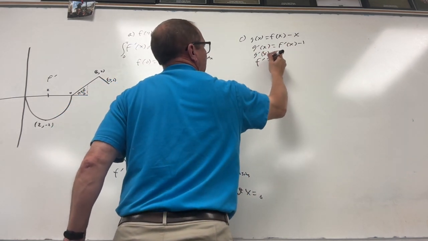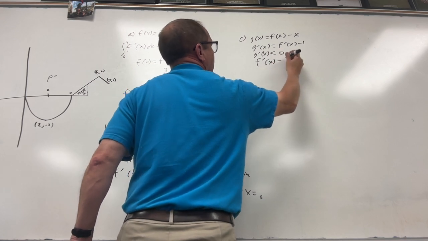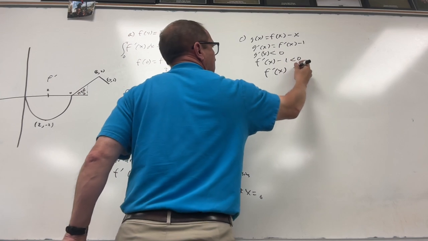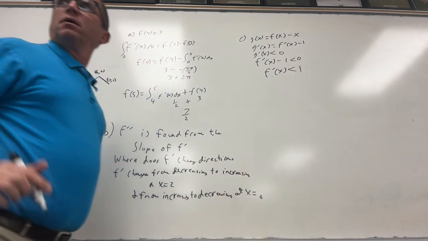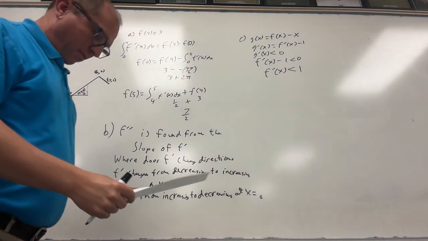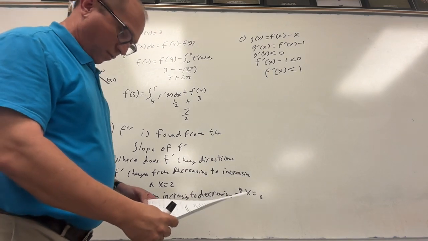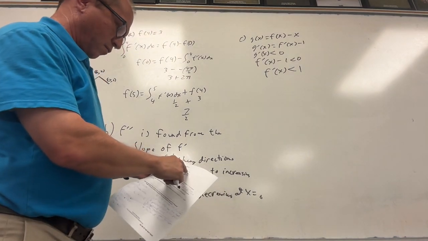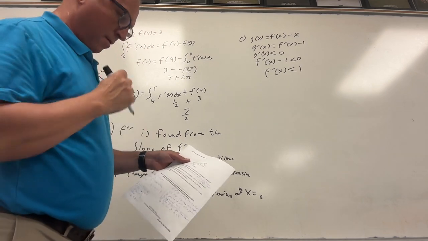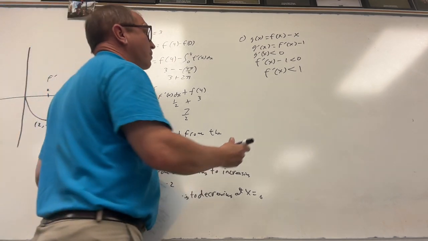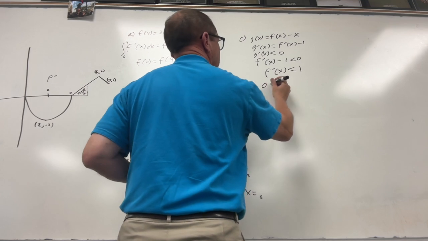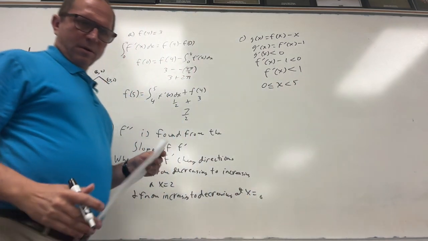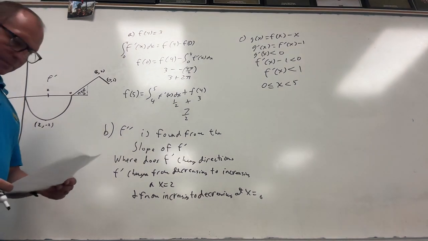Well, where is g prime of x less than 0? It's less than 0 where f prime of x minus 1 is less than 0, or where f prime of x is less than 1. If you've got your graph with you, you see it's less than 1 all the way up to 5. So you would have from 0 to 5 as the solutions there.